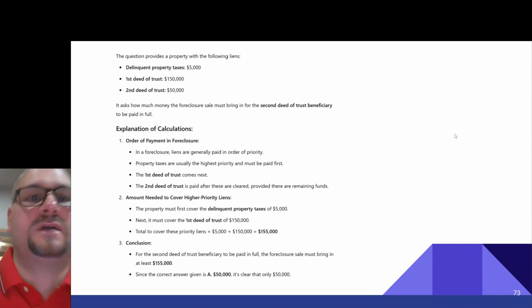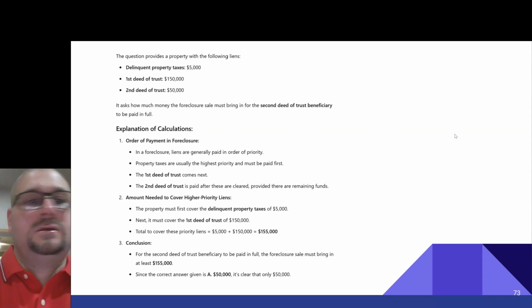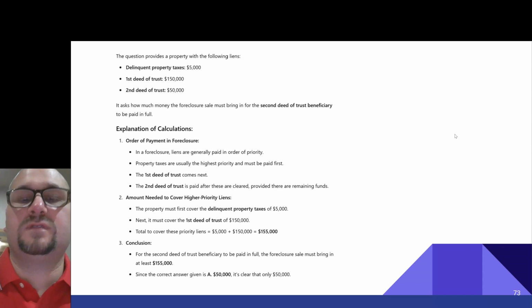So the question provides a property with the following liens. The delinquent property taxes is $5,000. The first deed of trust is $150,000. The second deed of trust is $50,000. It asks how much money the foreclosure sale must bring in for the second deed of trust beneficiary to be paid in full. So the order of payments in foreclosure.